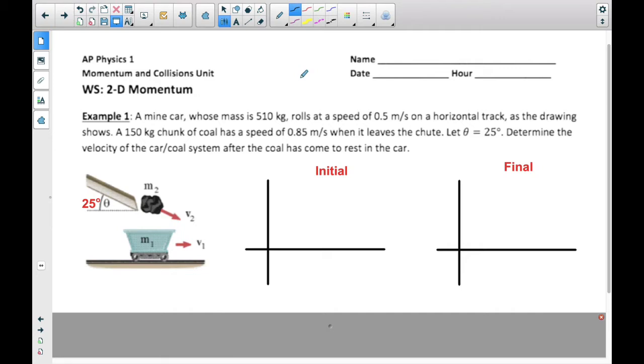The first example is of a mine car. And the mine car is moving along a track. And the mine car has a mass of 510 kilograms, and it's rolling along at a speed of 0.5 meters per second on a horizontal track. Then a 150 kilogram chunk of coal that has a speed of 0.85 meters per second is coming down, and it's going to leave the chute and drop into the bucket. And so the question is, is this going to make things speed up? Is this going to make things slow down? What is that going to do with it? And in addition, the chute we know is at a 25-degree angle.